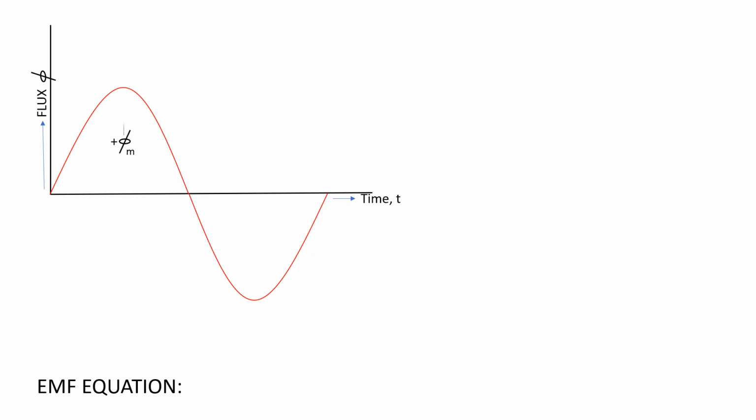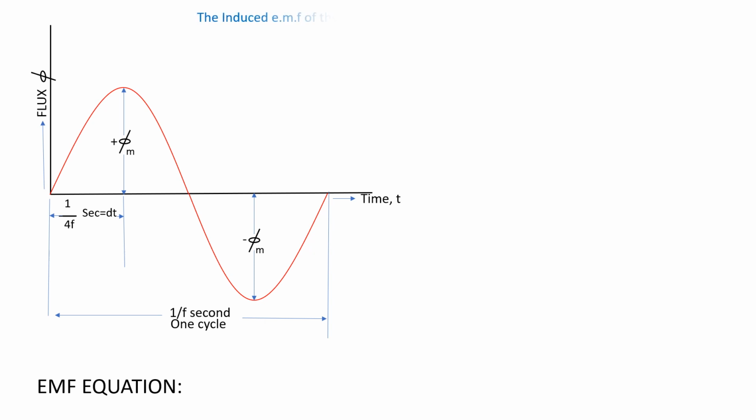The flux attains its maximum value at the positive half as plus phi m and at the negative half as minus phi m. Again, the flux attains its maximum value at 1/4 of the cycle. So the small time dt taken by the flux to attain its maximum value in the first quarter is 1 by 4f second, where f is the frequency in cycles per second. d phi by dt is the rate of change of flux in small time dt.